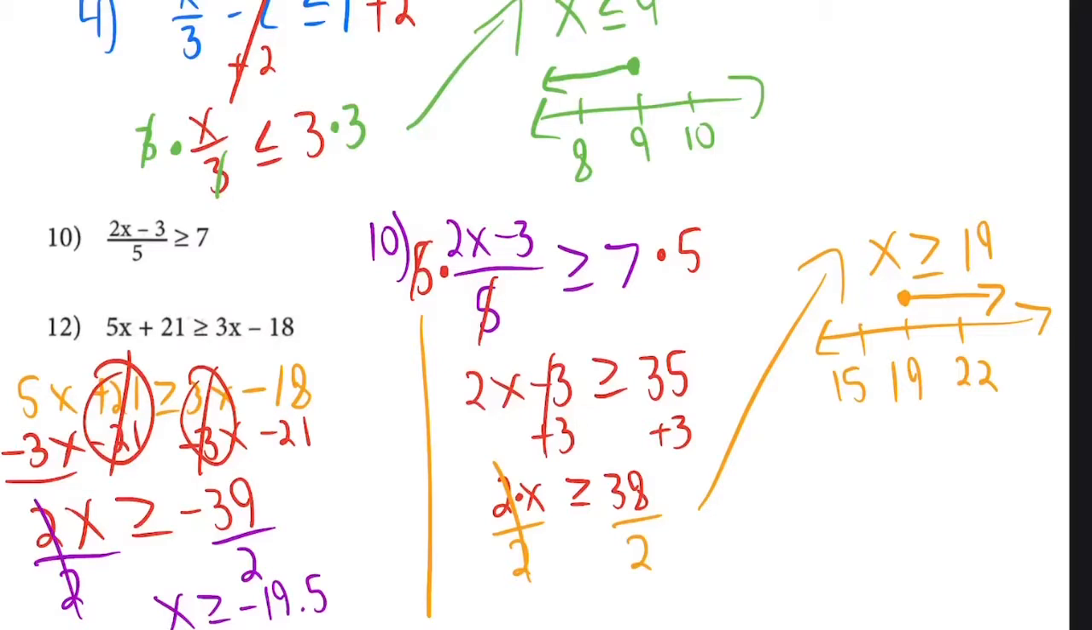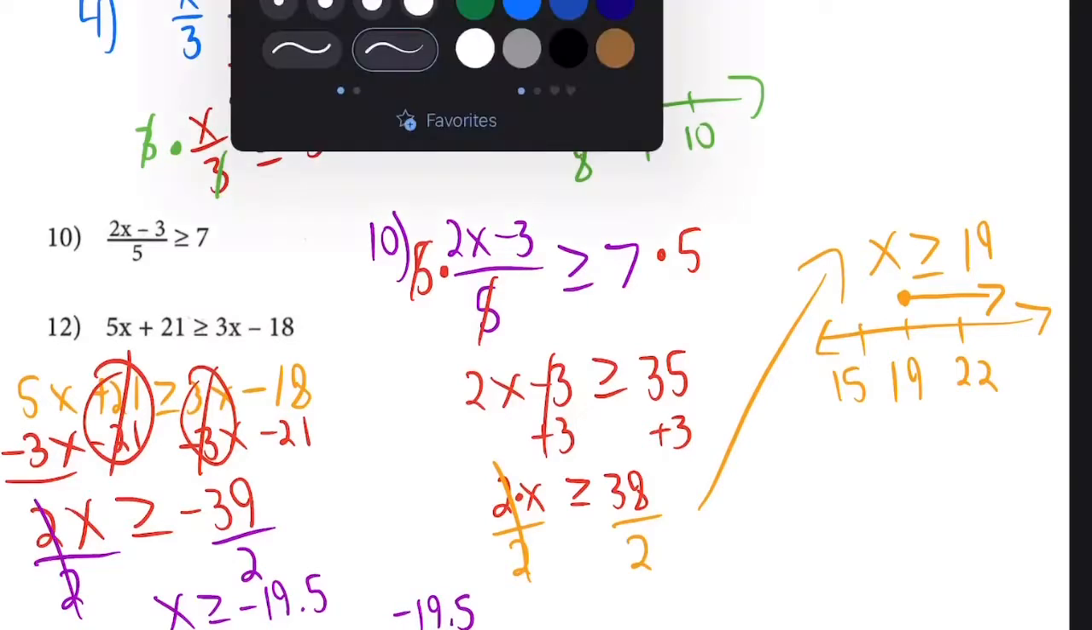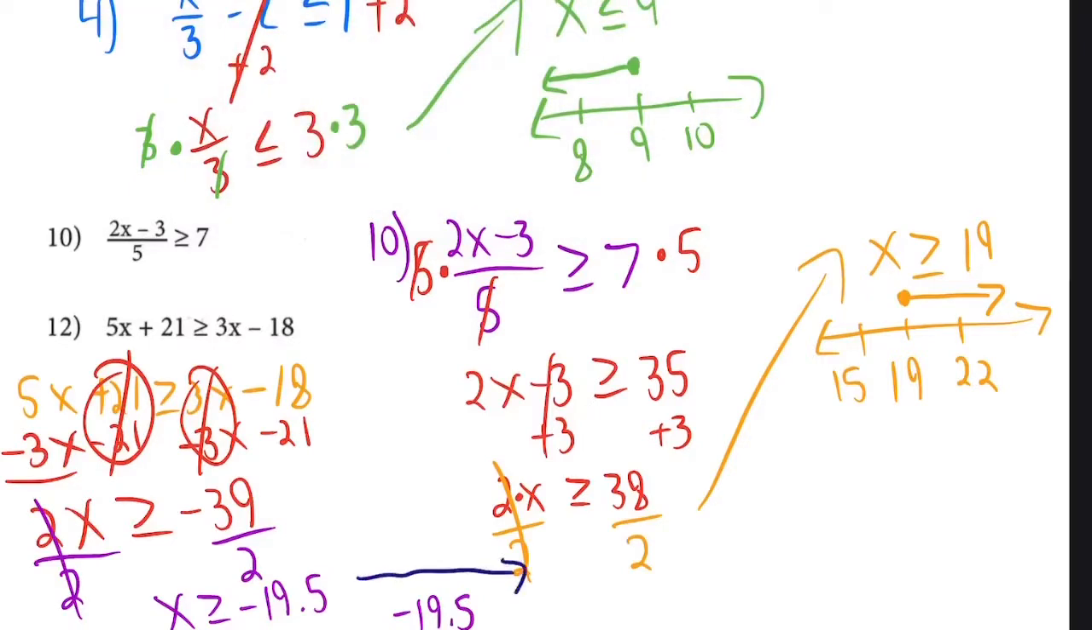And then we need to graph that. So we need a negative 19.5. We need a number line. We need something smaller like negative 20, something larger like negative 18. And then we want the x's that can be negative 19.5, and we want the ones that are larger than it also. The larger ones are on the right side.